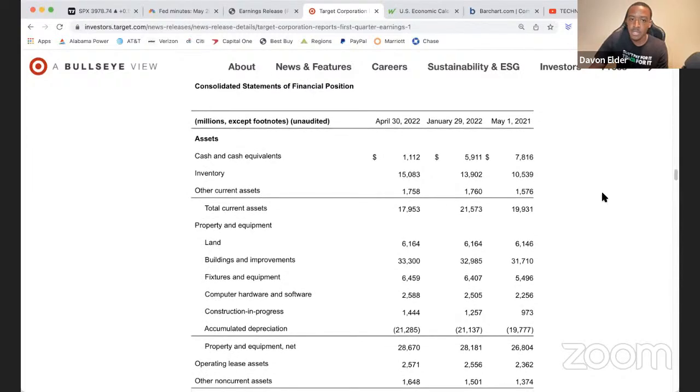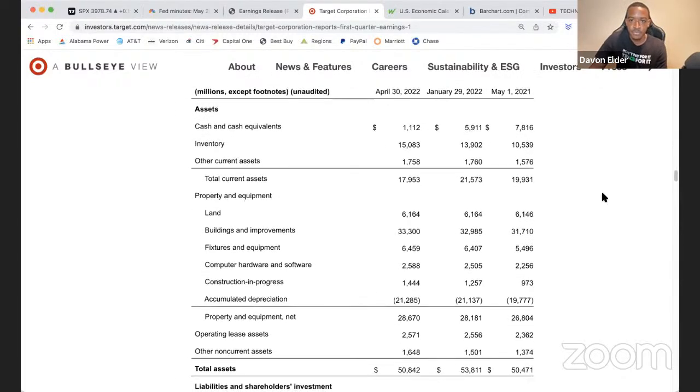But also, let's come down to assets. Let's look at inventory. This time last year, Target had about 10.5 billion in inventory. Now Target has about 15 billion in inventory. So now that's an increase of 5 billion in inventory. Okay, so we're talking about the largest retailers in America, largest retailers in the world. To be quite honest with you, if they're able to have that much inventory in stock, okay, is supply chain that big of a deal?